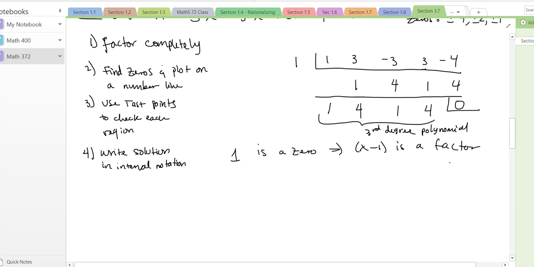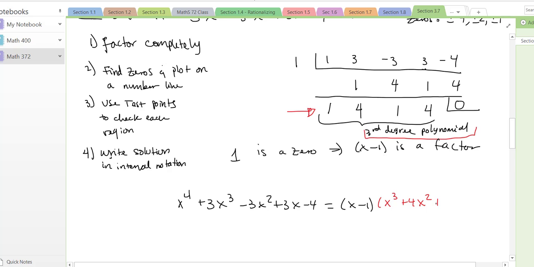So that means that our original x to the fourth plus 3x cubed minus 3x squared plus 3x minus 4 factors into x minus 1. Since 1 is a 0, that means x minus 1 is a factor. And then my third degree polynomial from up here, these are the coefficients. So it's going to be 1x cubed plus 4x squared plus 1x plus 4. So that's how that third degree polynomial gets written.